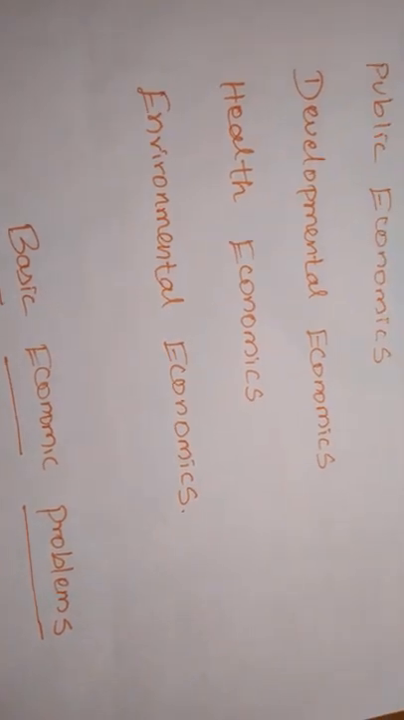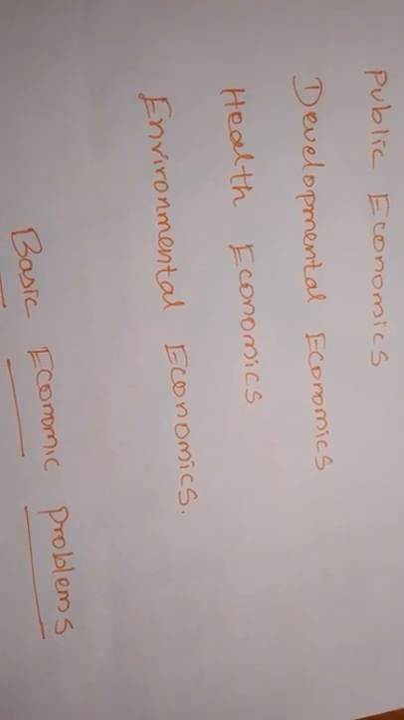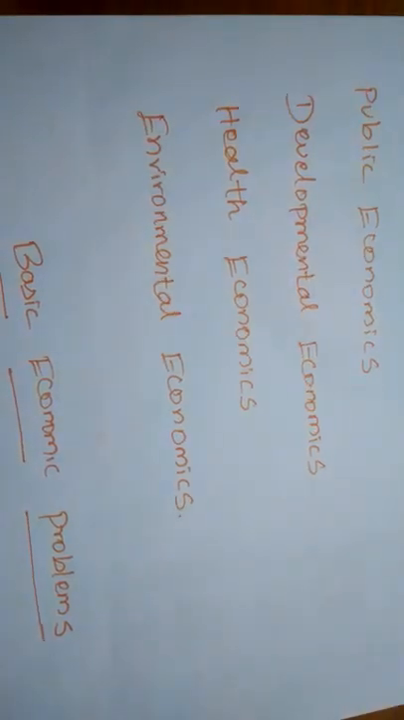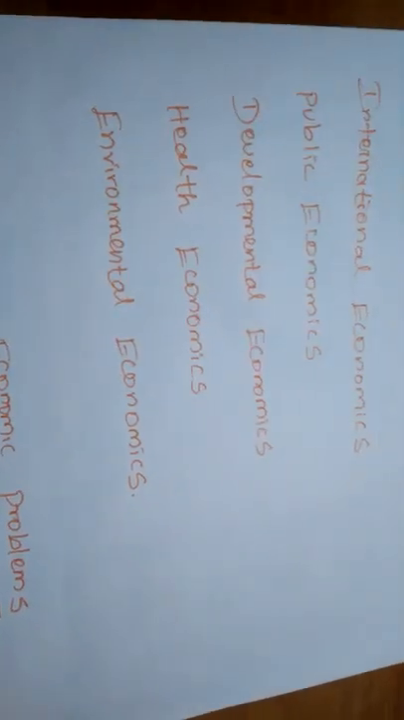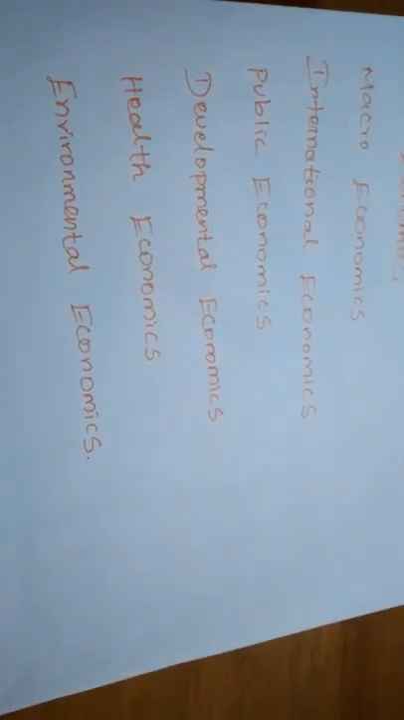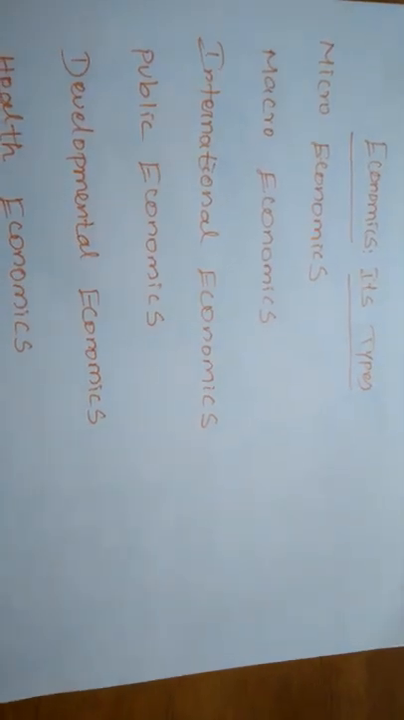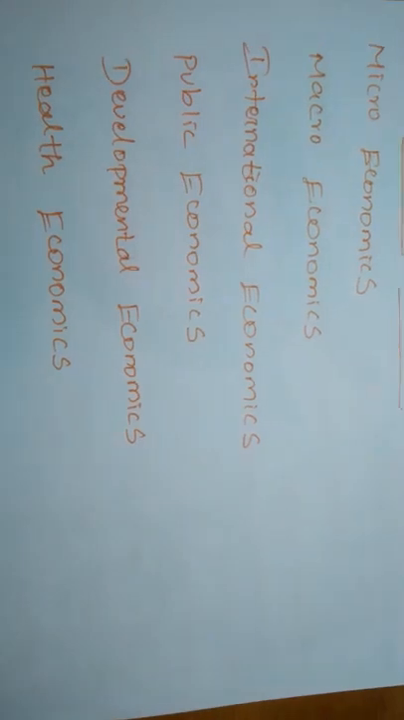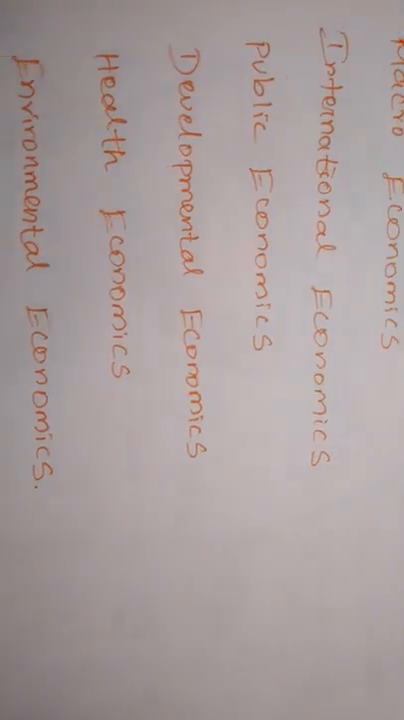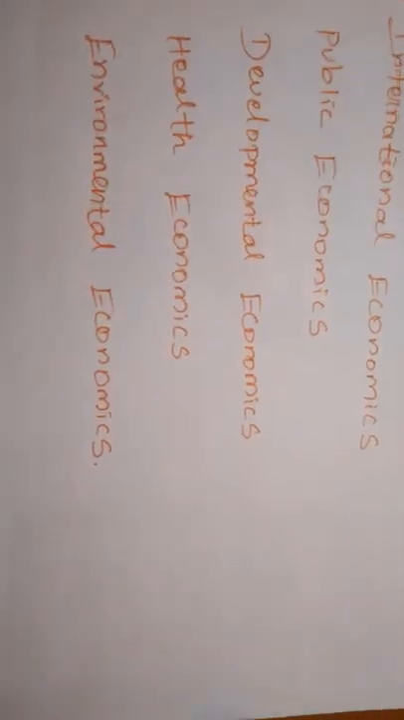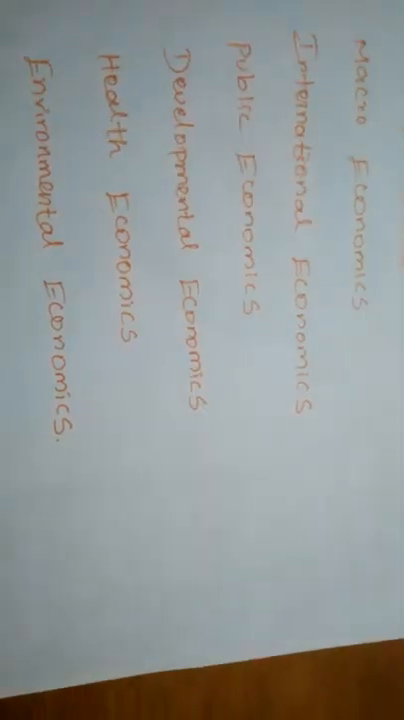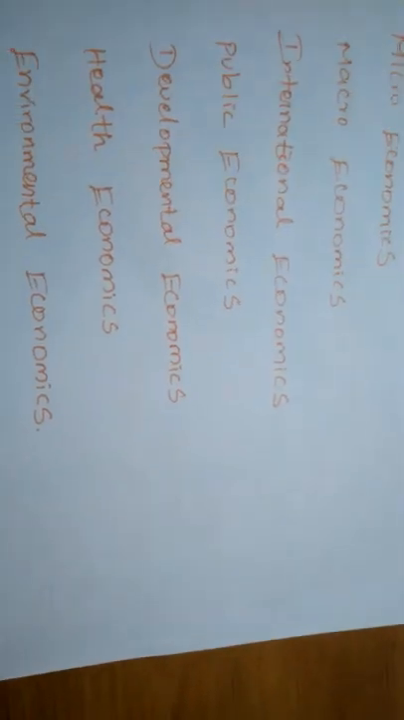Okay, so whenever the economy is growing continuously or steadily, the nation must be taking care of the environment and the ecology also. So we have studied the different types of economics: microeconomics, macroeconomics, international economics, public economics, developmental economics, health economics and environmental economics. Some more types of economics will be there in our subject, but now there is no need, we will study later.